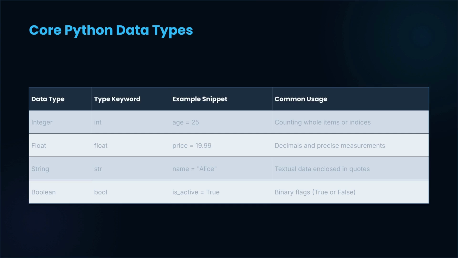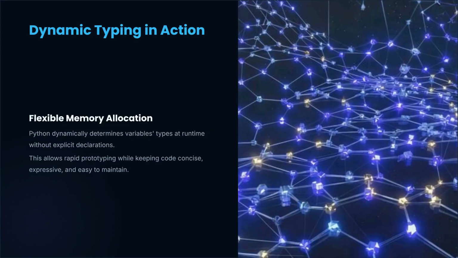Python uses several core data types. Integers are for counting, floats for precision, strings for text, and booleans for true or false conditions. Python's dynamic typing allows for flexible memory allocation. Types are determined at runtime without explicit declarations, making your code concise and easier to maintain.